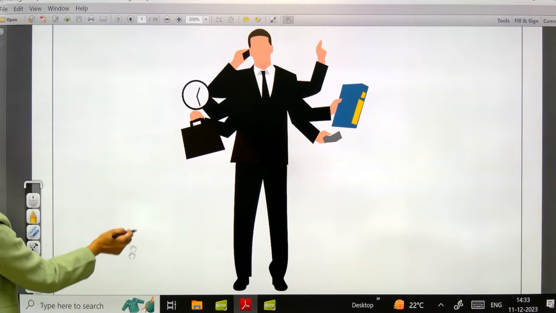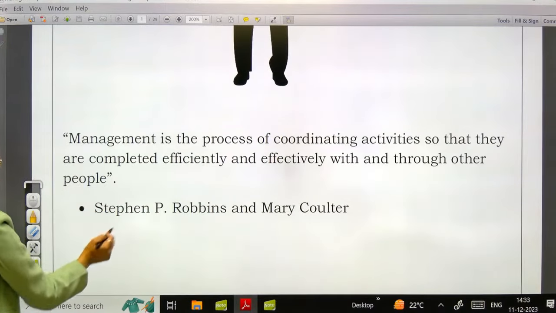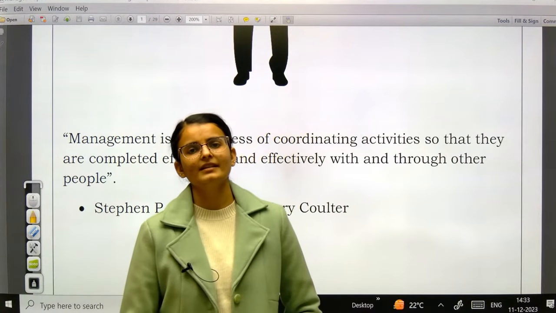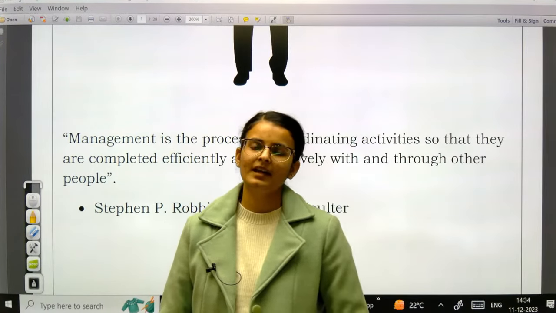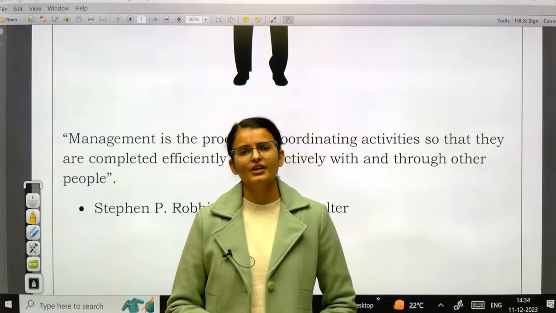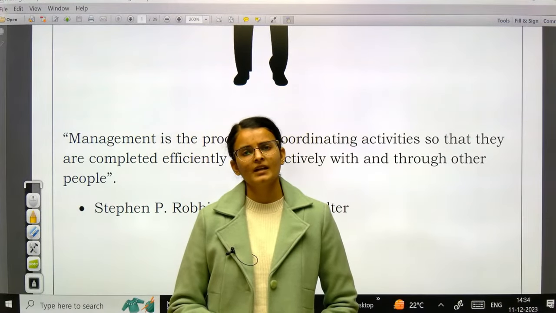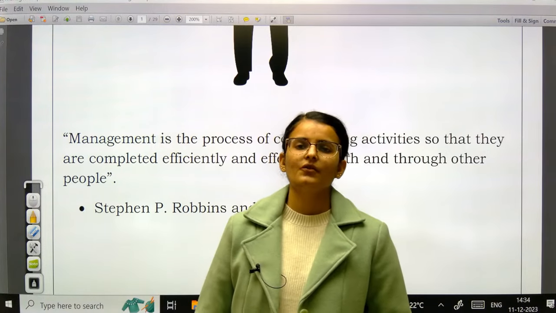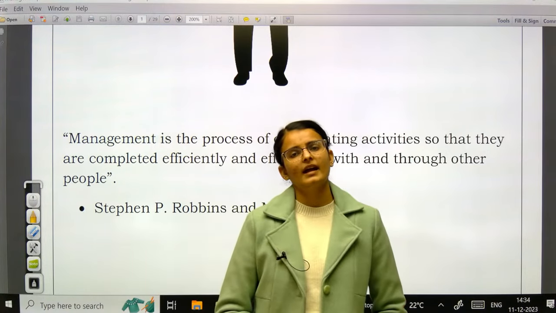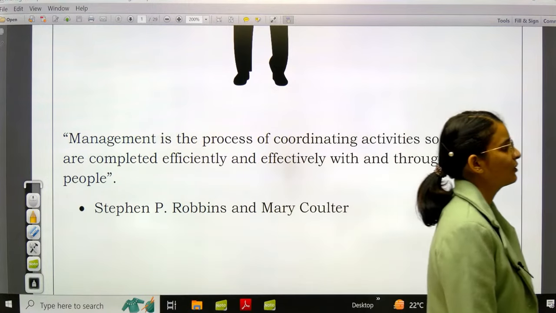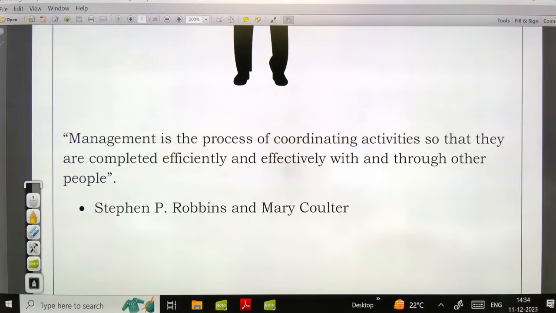So some pictures for you so that you don't feel bored. Now what are the sources of the content? All of my content, especially for management, I have made from reference books and from the notification of RBI Grade B. So my notes basically include the gist of Stephen P. Robbins and other books that are referred to in the Grade B notification. I brought the best for you. Hello Sejal, hello.